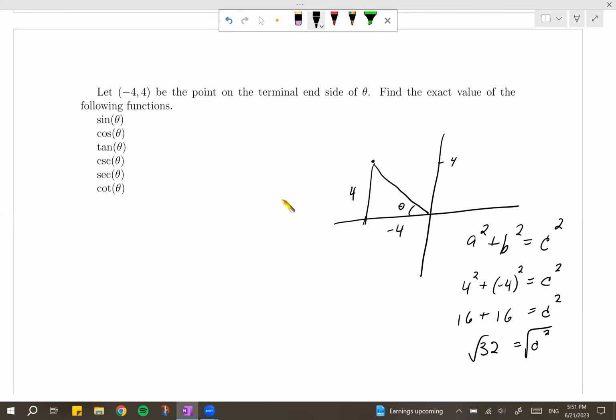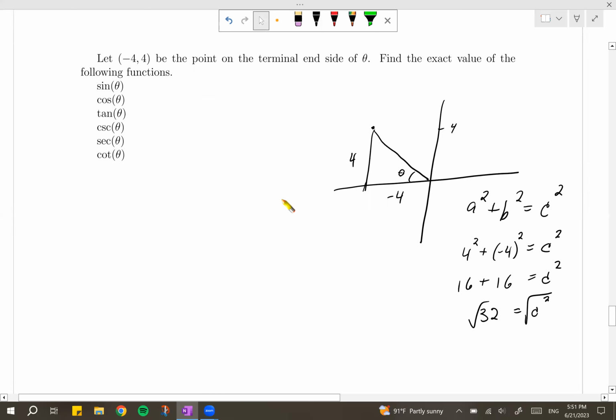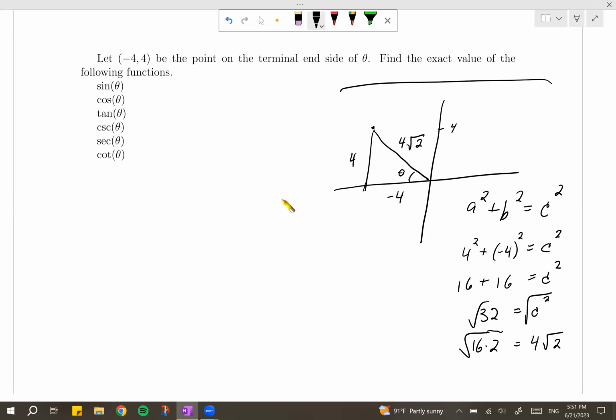Take the square root of both sides. Alrighty. And then 32, I can factor that as 16 times 2. Alrighty. Square root of 16 is 4, so that's 4 on the square root of 2. So my hypotenuse is 4 on the square root of 2. Right? Now that I've gotten that taken care of, I can figure out what these are.